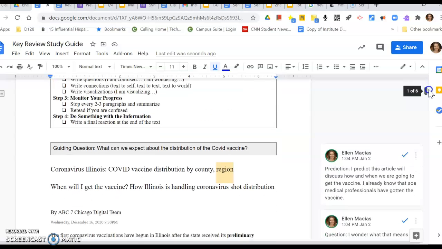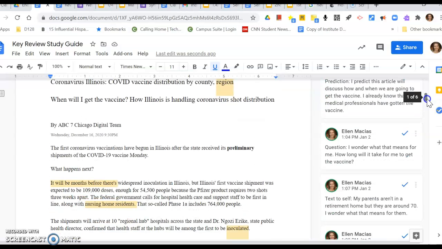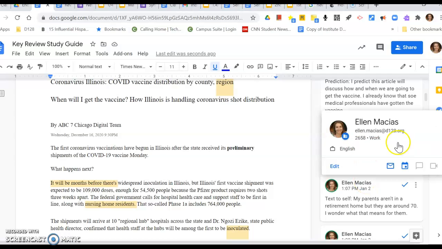So the first thing I did was I stopped and I made a prediction. You're welcome to see what I have there, but I'll just walk through it. I made sure to ask a question. Remember, a question isn't always if you're confused. Sometimes a question can just be like an I wonder statement. So here I was wondering, what does this mean for me? How long will it take for me to get the vaccine? So I wasn't necessarily confused, but I was questioning the text a little bit.